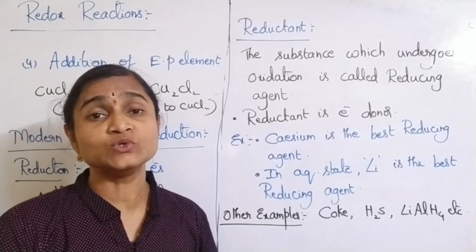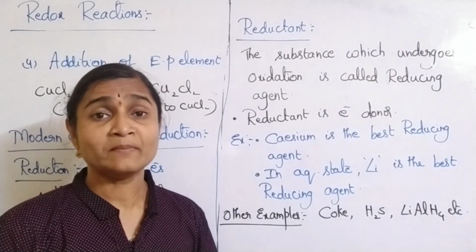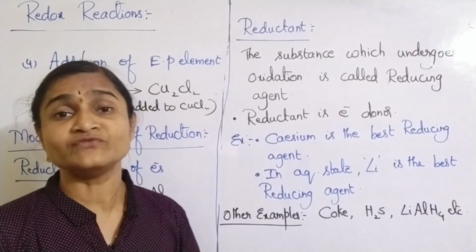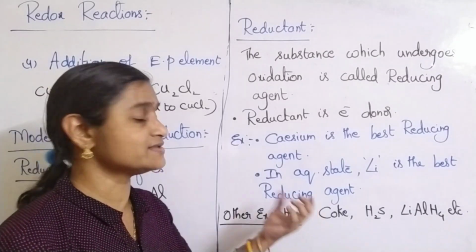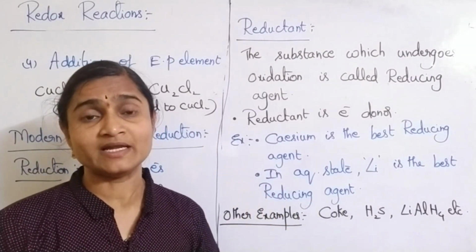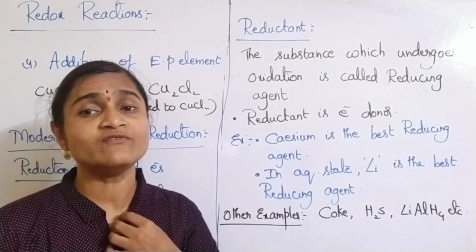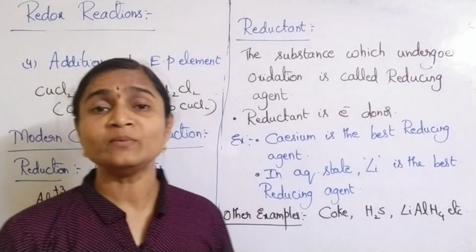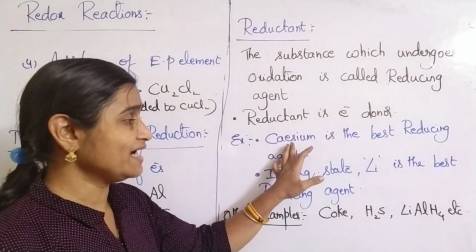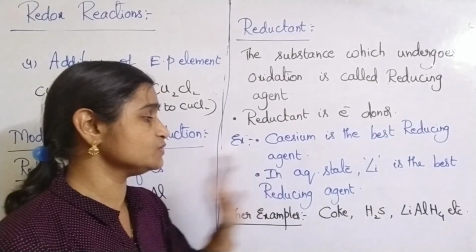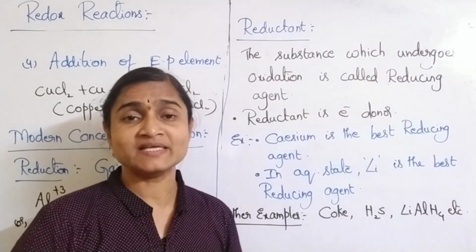Metals lose electrons, so metals are good reducing agents. But some non-metals are also considered best reducing agents. For example, hydrogen is a non-metal but still it is a reducing agent. Coke, carbon in the form of coke, is also a non-metal but still acts as a reducing agent. Among metals, cesium is the best reducing agent, and in the aqueous state lithium is considered the best reducing agent.